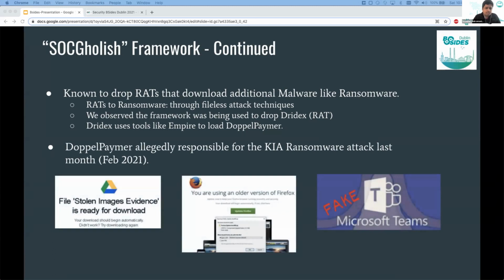Just to give you an example of the themes that the Sawgullish framework uses, you can see a fake Google Drive share, a masquerading of a legitimate Firefox browser update, or a fake Microsoft Teams update. These are some of the common themes that we are seeing used by this framework.